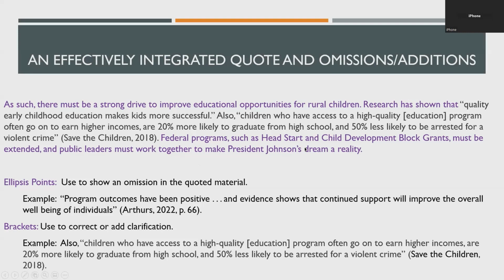And then I'm also going to add, sometimes you can alter quotes. One way to do that is by putting an ellipsis in. An ellipsis is these three dots here, dot, dot, dot. What that shows my reader is that words have been taken out of this quote. So, program outcomes have been positive, ellipsis, and evidence shows. So that just tells my reader something was removed here.